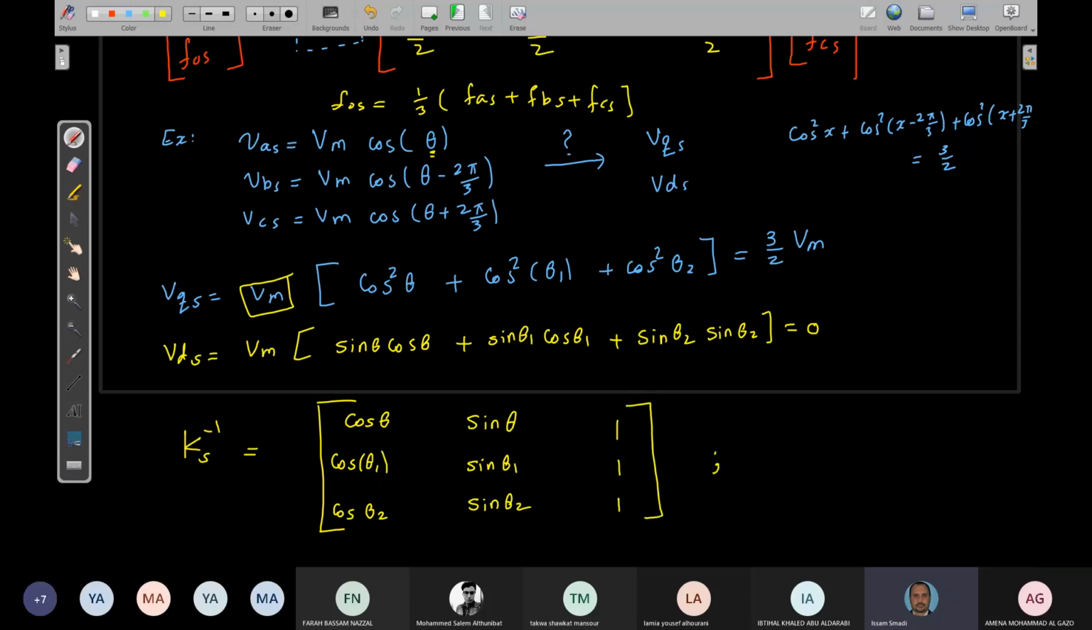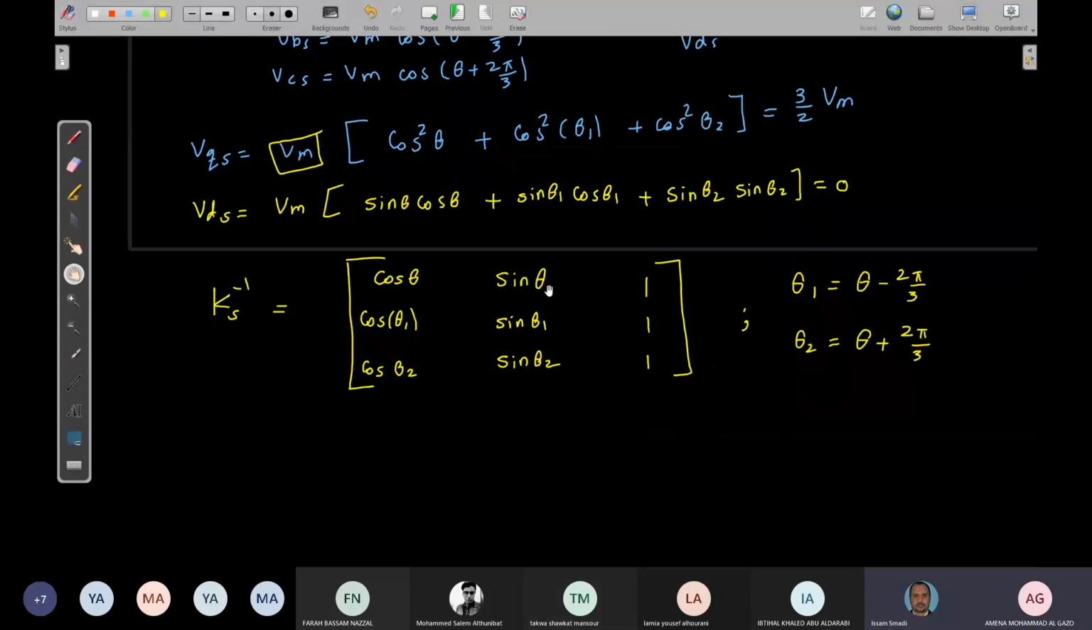And I will recall that by definition, theta 1 is defined to be theta minus 2 pi over 3. And by definition, theta 2 is equal to theta plus 2 pi over 3.